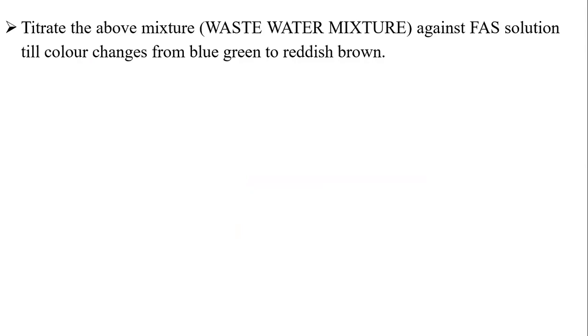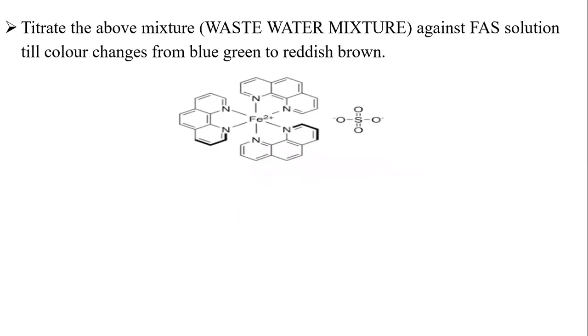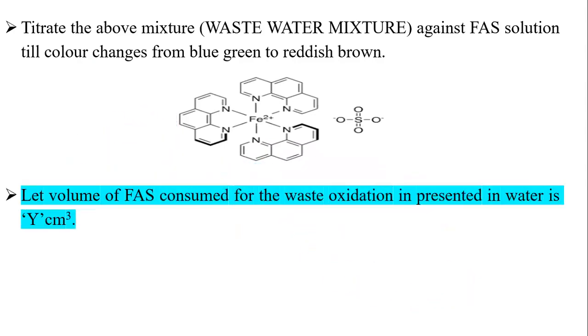That indicates the amount of unreacted K2Cr2O7 that consumed the FAS. This is the structure of ferroin, called 1,10-phenanthroline sulfate. This is the chemical structure; you can look it up on Google. Now, how do we calculate? Let the volume of FAS consumed for the wastewater oxidation be assumed.